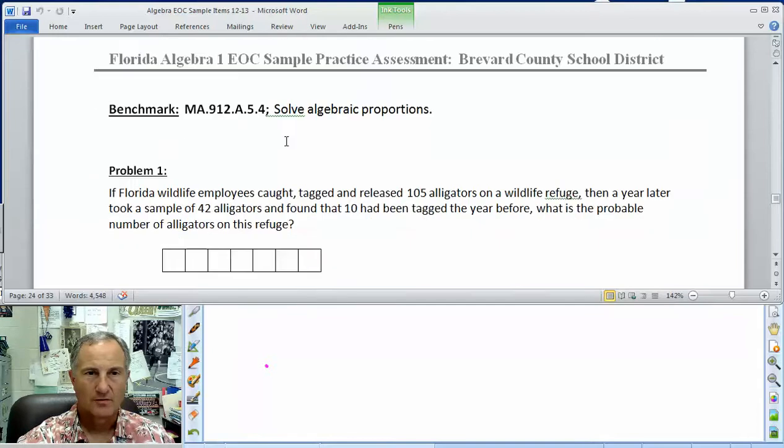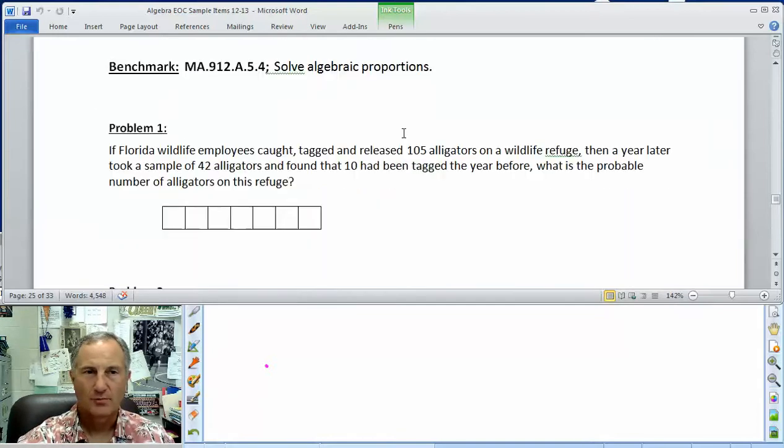Moving on. 5-4, solve algebraic proportions. Okay, how do you solve proportions? We cross multiply. We set up a proportion as two equal ratios or two equal fractions. So that's what we're going to do here. We'll set that up for each of these and then solve it.